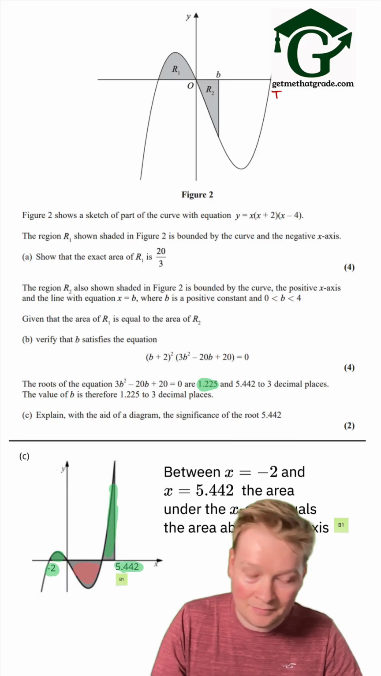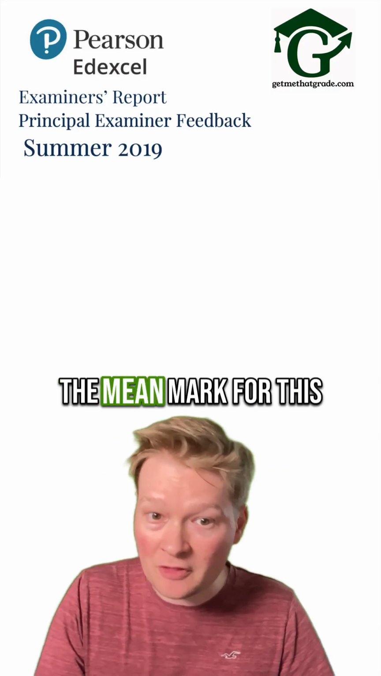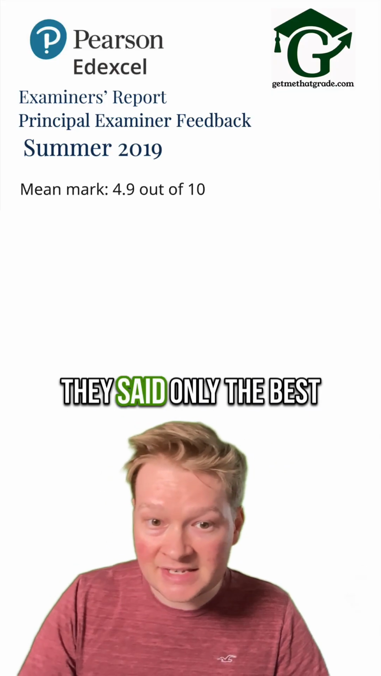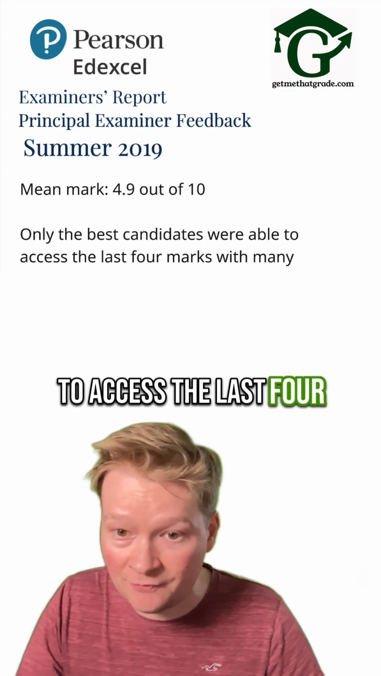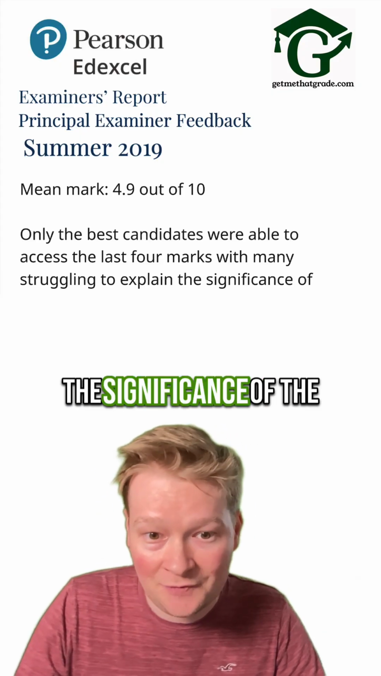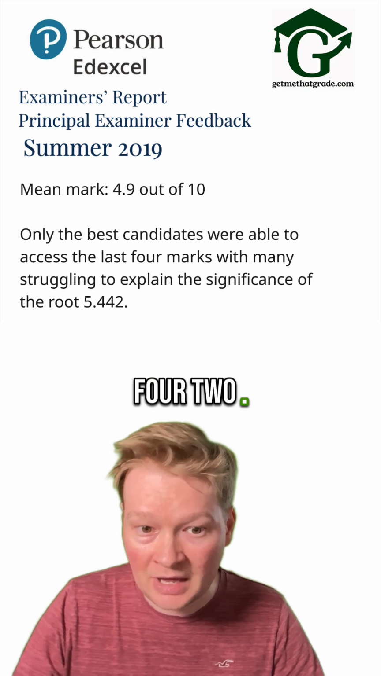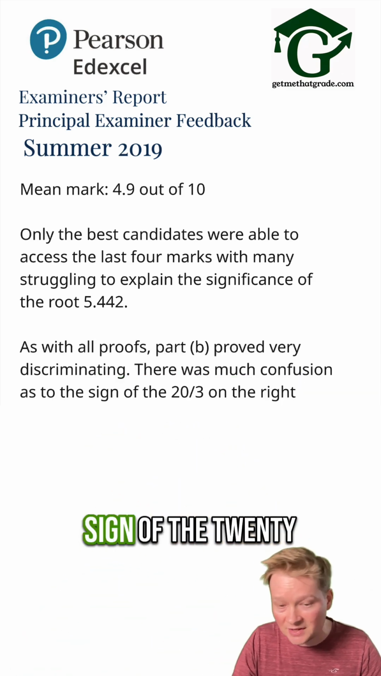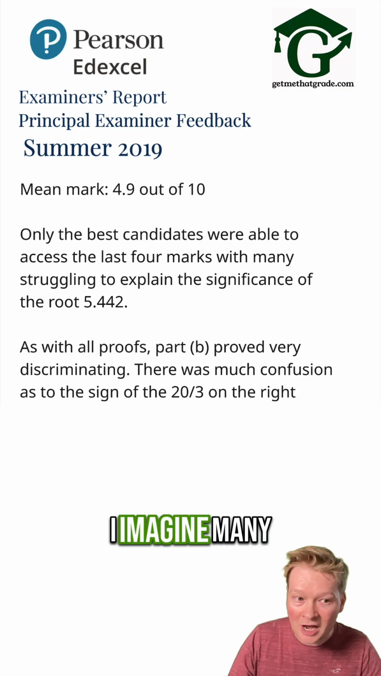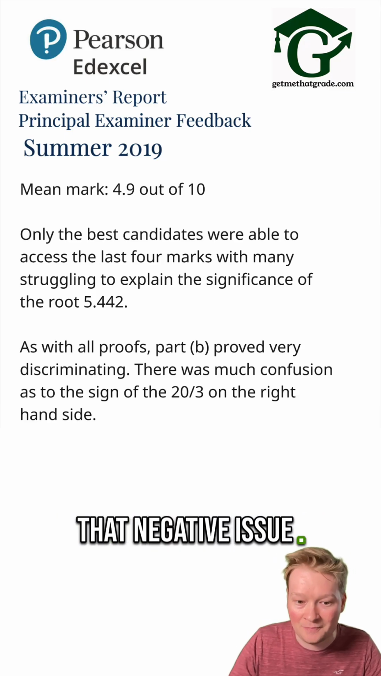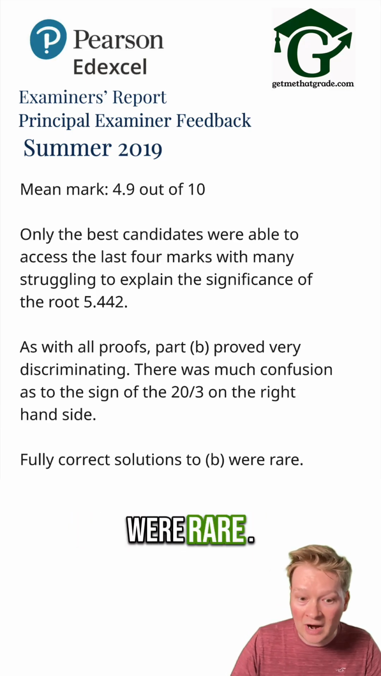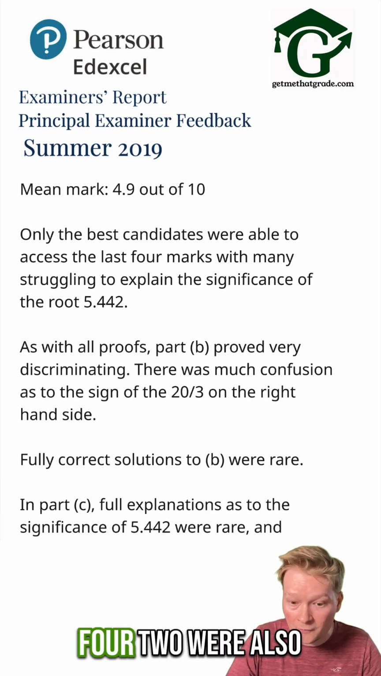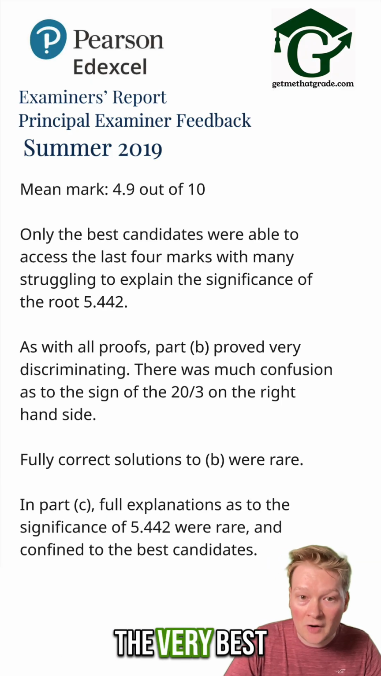In their report after the exams, the examiners said that the mean mark for this question was only 4.9 out of 10, so less than half marks. They said only the best candidates were able to access the last 4 marks, with many struggling to explain the significance of the root 5.442. They said, as with all proofs, part B proved very discriminating. There was much confusion as to the sign of the 20/3 on the right-hand side. I imagine many students forgot about that negative issue. They said fully correct solutions to part B were rare. And they said in part C that full explanations as to the significance of the 5.442 were also rare and confined to the very best candidates.